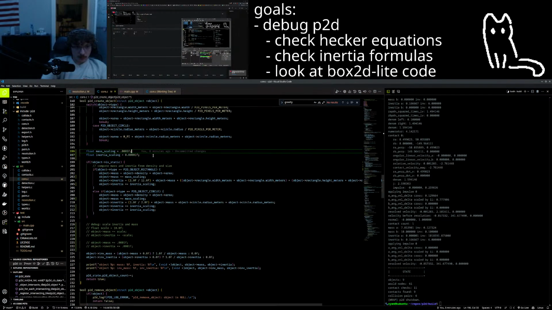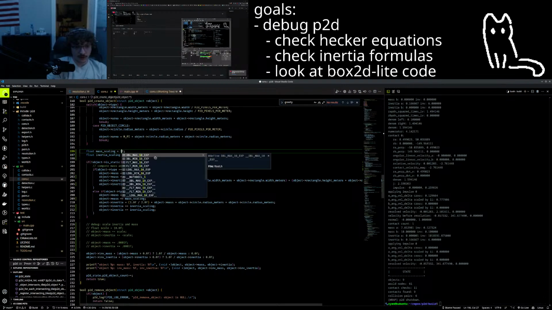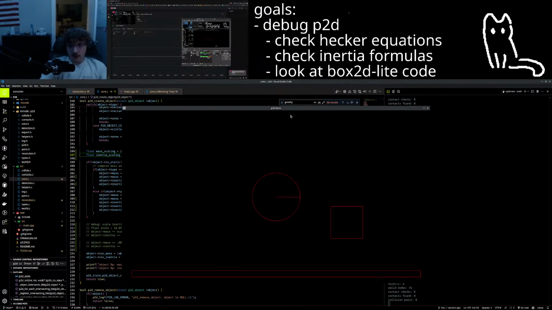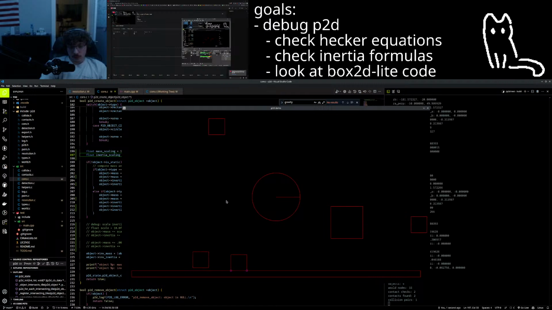Did I do something weird? Oh, I still have this. So if I set these to 1 and the non-angular is fine, then there's hope. Yeah, that looks relatively reasonable to me.